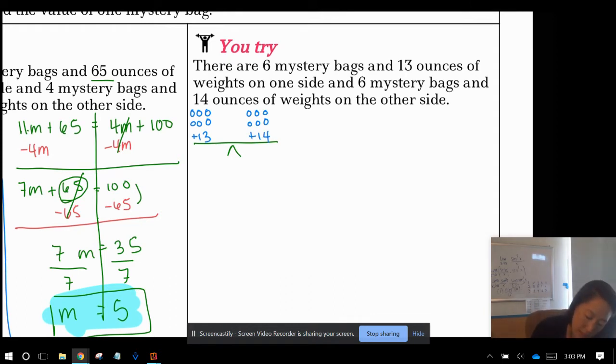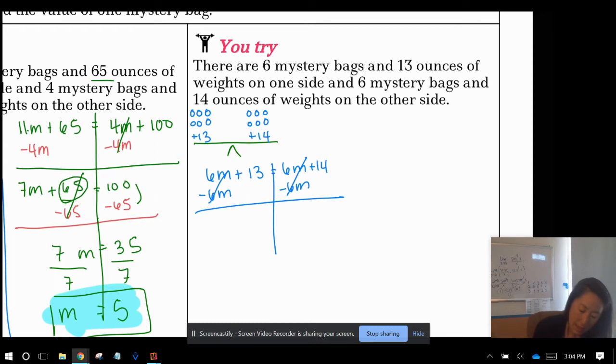So I can see here I have 6m plus 13 on one side is equal to 6m plus 14 on the other side. I'm going to subtract away the 6m from both sides and I get left with no mystery bags. Look, I'm going to take away those 6 mystery bags from both sides. As long as I take away from one side, I have to take away from the other. So I get 13 equals 14. I have no mystery bags.